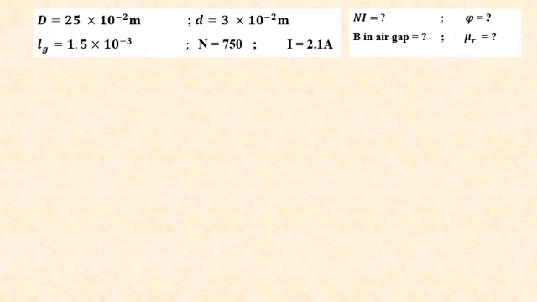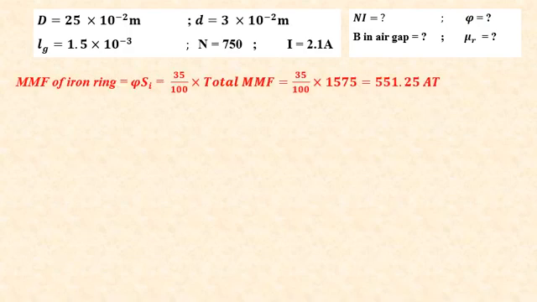In the question it is given that the iron part takes about 35% of total MMF. So we can write the MMF of the iron ring, that is phi into Si, equal to 35 by 100 into total MMF. Substituting for total MMF, we get 551.25 ampere turns. Since we know the total MMF as well as the MMF of the iron ring, we can find the MMF of air gap, that is phi into Sg, equal to total MMF minus MMF of iron ring, that is 1023.75 ampere turns.